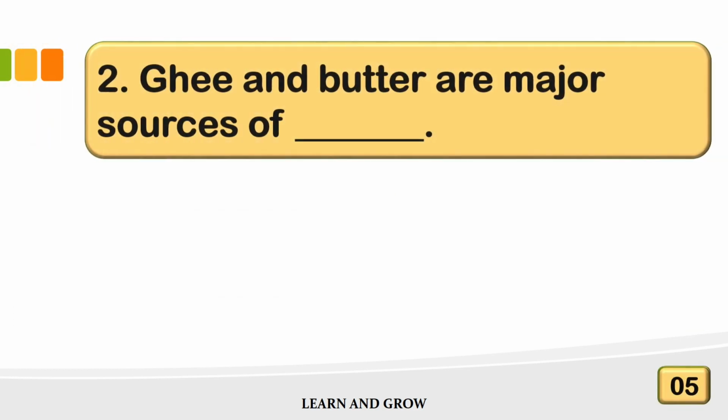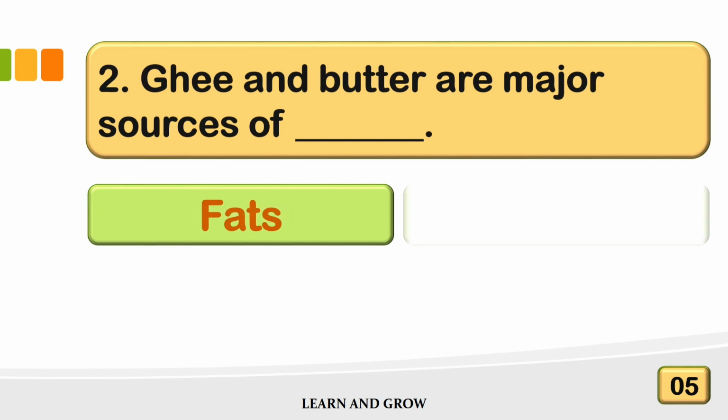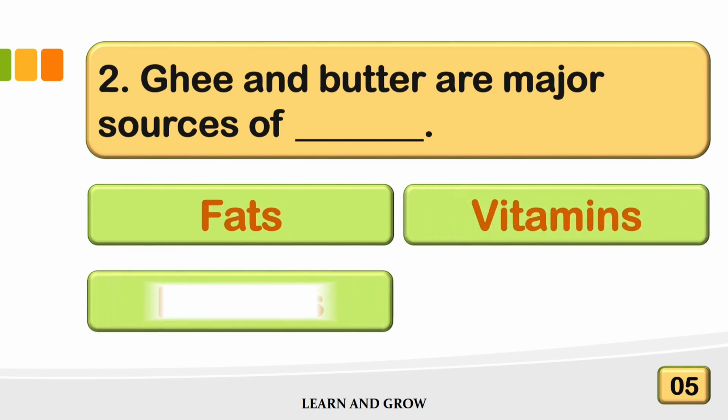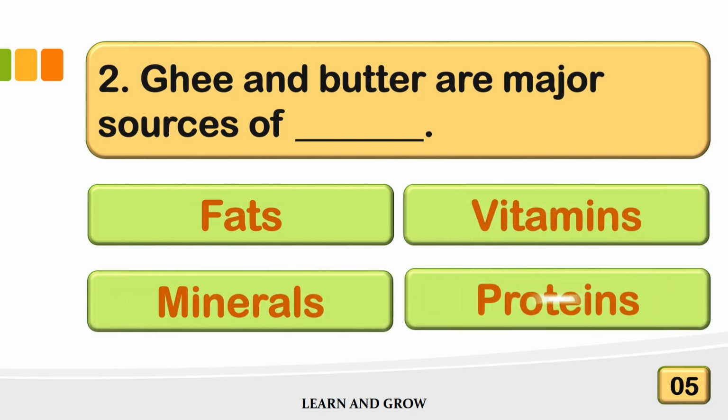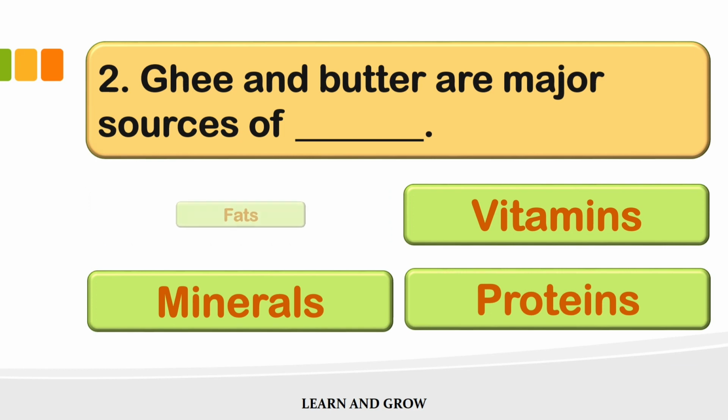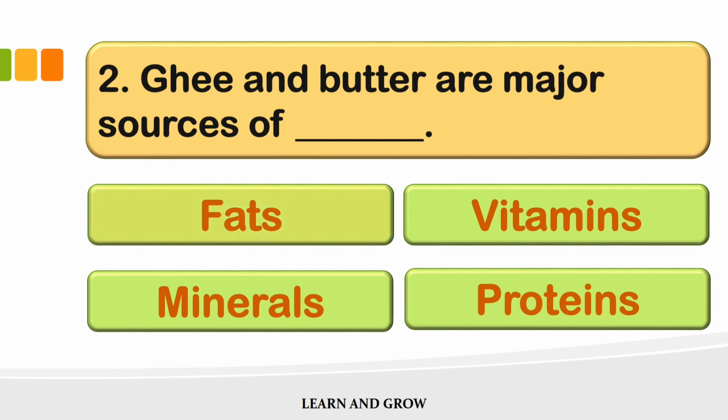Ghee and butter are major sources of ___. Option A, fats, B, vitamins, C, minerals or D, proteins. The right answer is option A, fats.